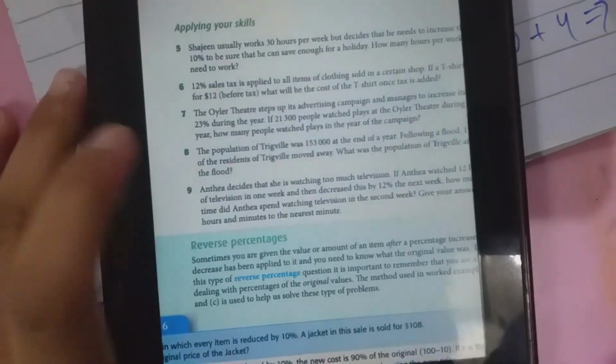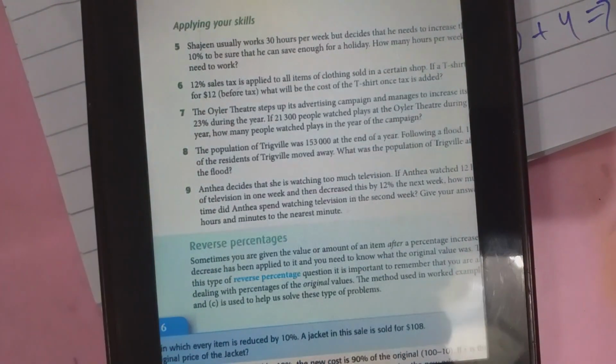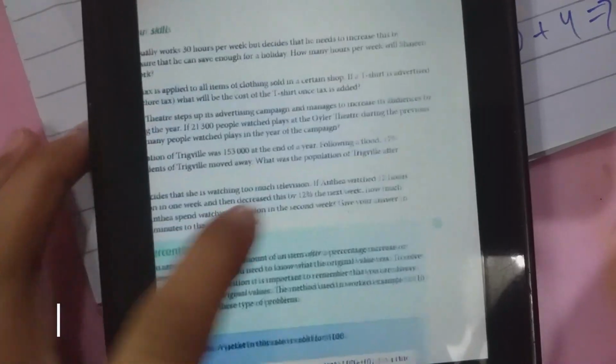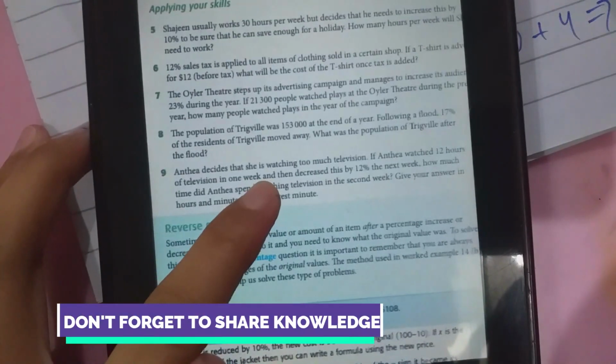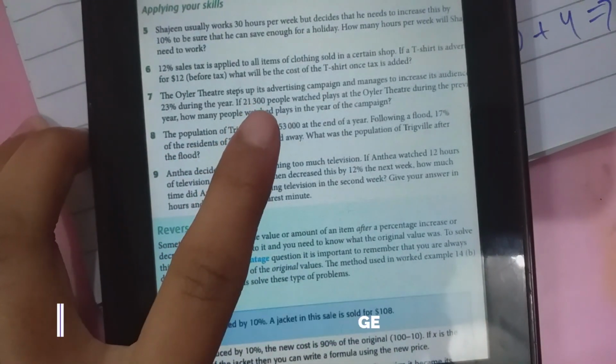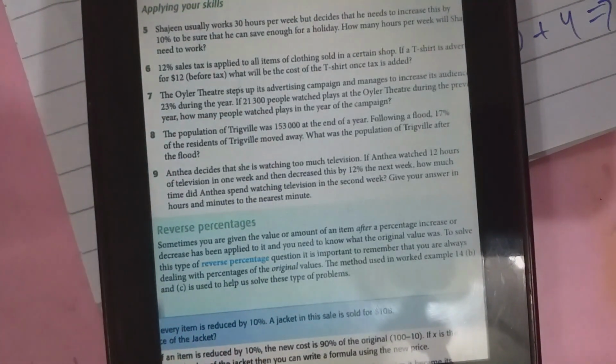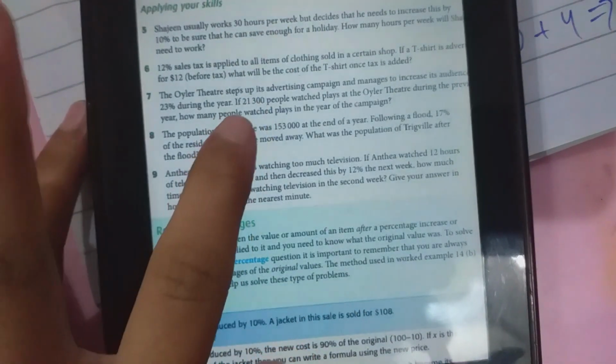The second question is also the same. They are adding 12% tax to a t-shirt which is $12. So find out 12% of 12 and then add it to 12. And the other is the Euler Theatre steps up its advertising campaign and manages to increase its audience by 23% during the year. The people now are 21,300 and it is going to increase by 23%. So we will be finding the 23% of this value and then adding it to this value.